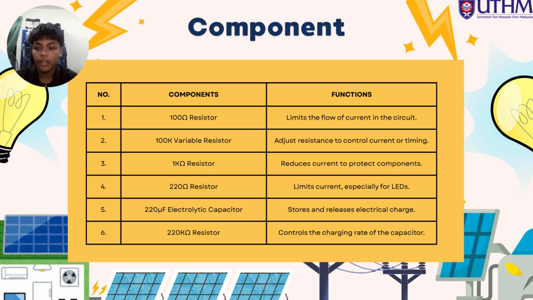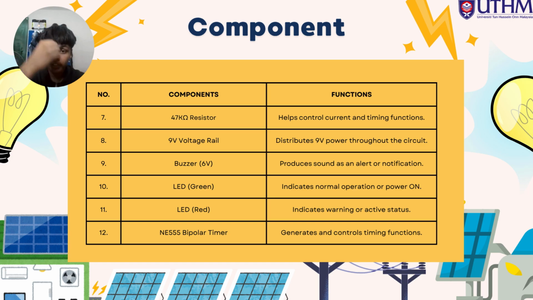And number 5, we have a 220 microfarad electrolytic capacitor to store and release electrical charge. And number 6, we have a 220K ohm resistor to control the charging rate of the capacitor. Continue for the next slide.